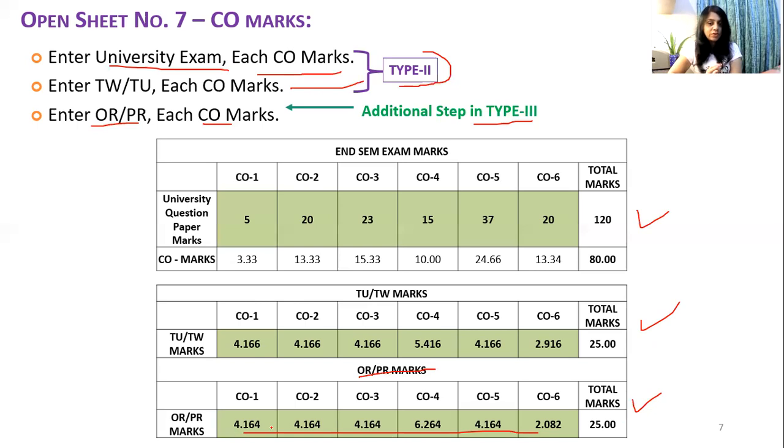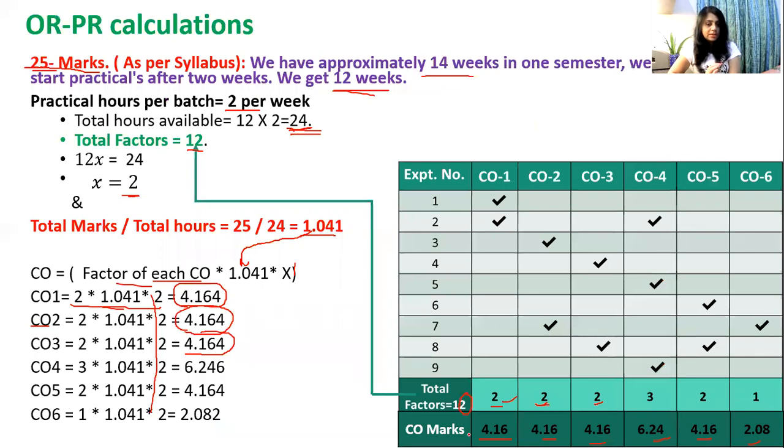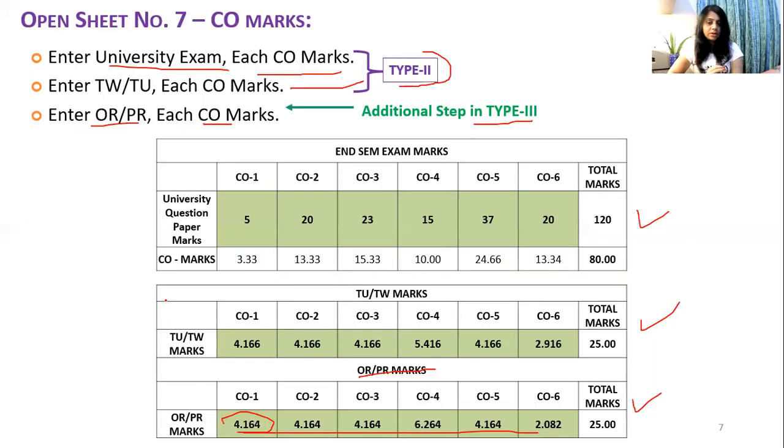Which values have we entered? These previous table values we have entered. These CO values we have entered in this oral practical marks table. So you have to enter these values here.